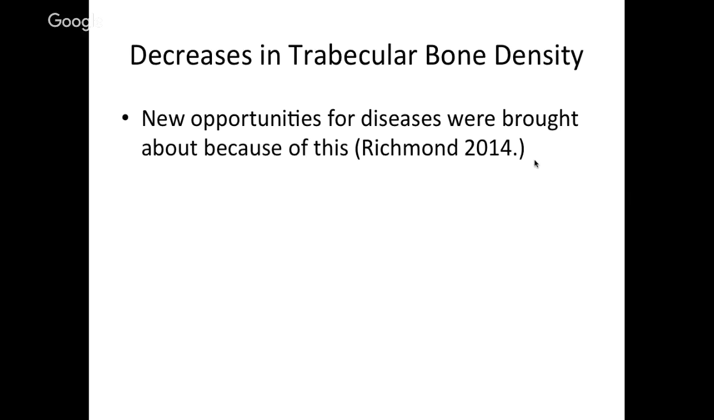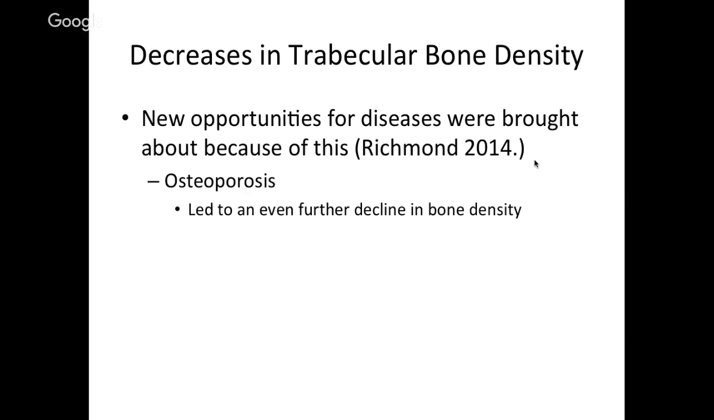So decreases in trabecular bone density also bring new opportunities for diseases. An example of this is osteoporosis, and when you have osteoporosis, it leads to a further decline in bone density, so it's kind of a cycle.